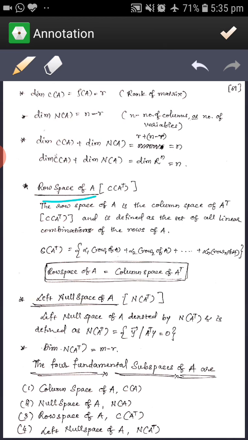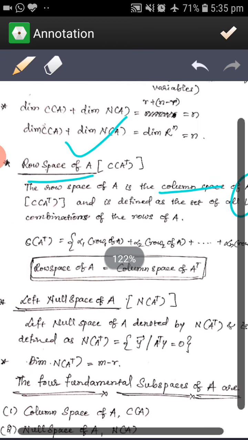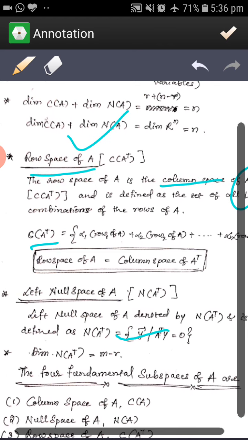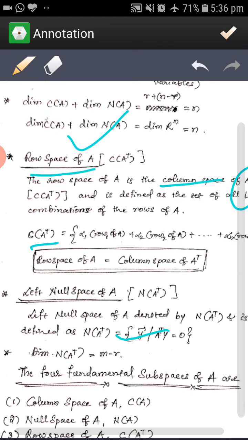So the row space of A is nothing but the column space of A transpose, means the transpose of the column space. The transpose matrix of the column space we call the row space of A. The row space of A we can represent as alpha 1 into row 1 of A, alpha 2 into row 2 of A, and alpha 3 into row 3 of A.